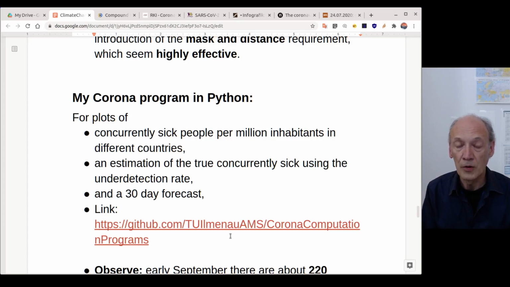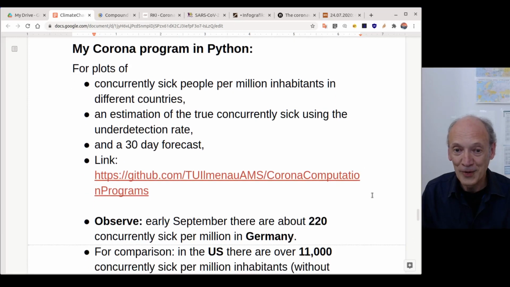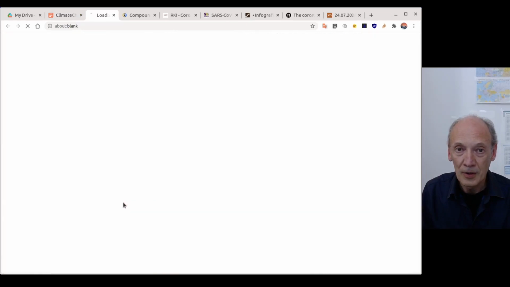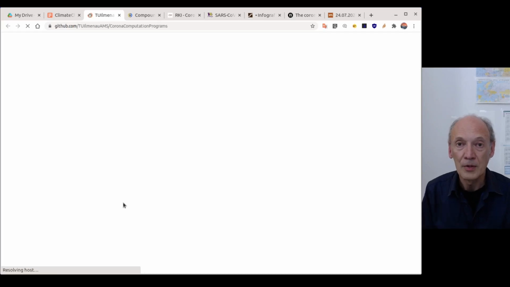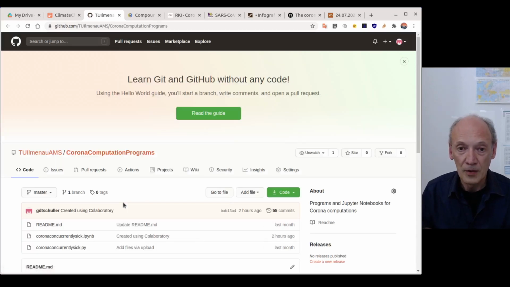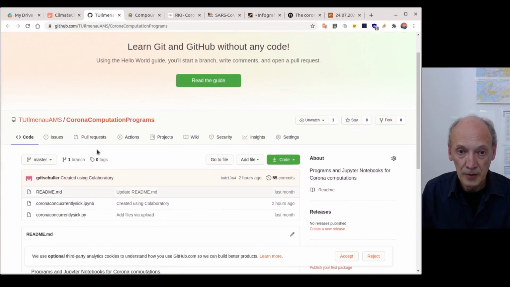So they use Google Colab as a backend to let it run, and you can actually rerun these programs to obtain the newest data up to the last day. So that's very practical for rechecking what's going on recently. So you can simply click on this link here. So I click on it, and then we get to this GitHub repository of ours, and you can see it.